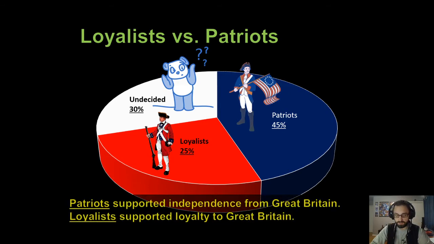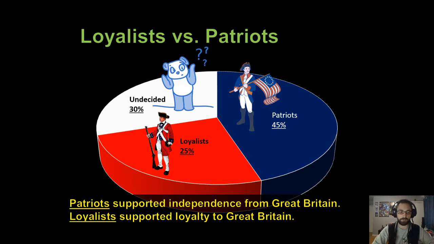So in this war, in this disagreement, whatever you want to call it, we have a couple different sides. First, we have the Patriots. If you're a patriot, that means that you supported independence from Great Britain. You wanted to break away. Then we have the Loyalists. Loyalists are loyal to Great Britain. They supported loyalty to the crown, to the king. And then about 30% of people were undecided. They kind of fell in the middle. They didn't really want one or the other, or they weren't sure which one they wanted.